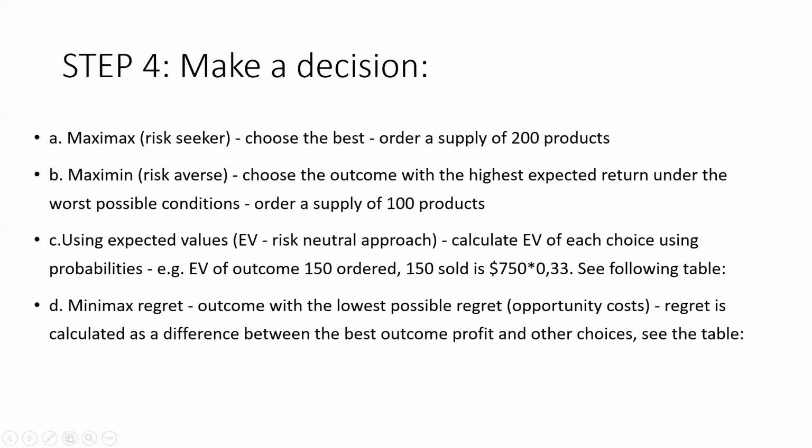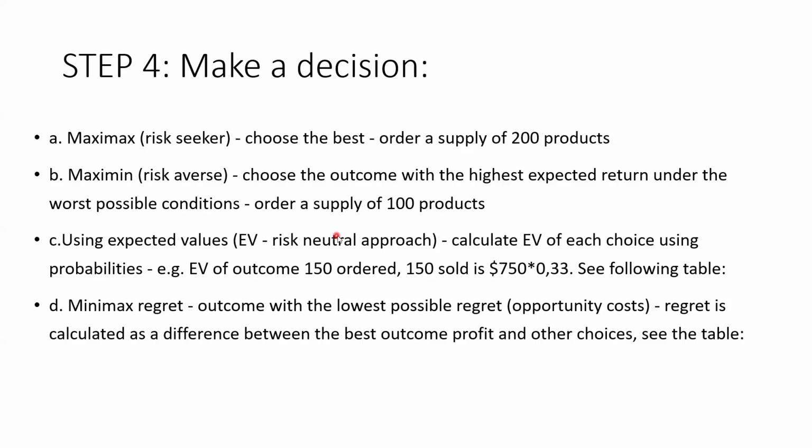Here, step 4, we have to make a decision. So here we have different types of decisions. First one, maxi-max. Maxi-max decision means we are going for the high risk. Maximum return out of maximum profit. Then max-min. This is the risk-averse person. Here we are going for the highest expected return with the worst possible condition.